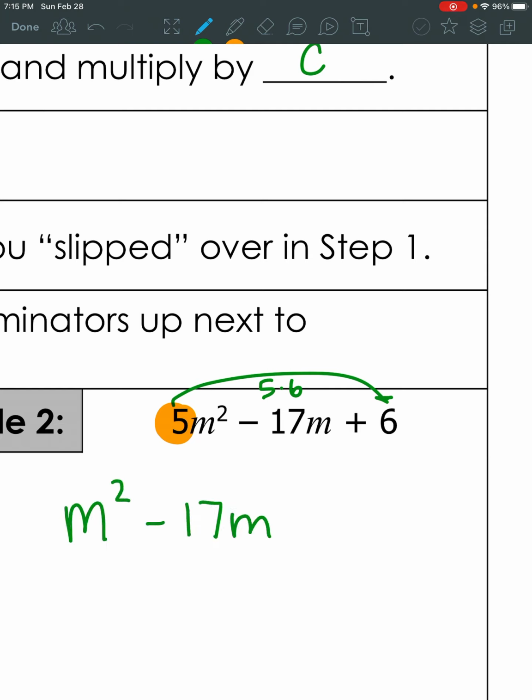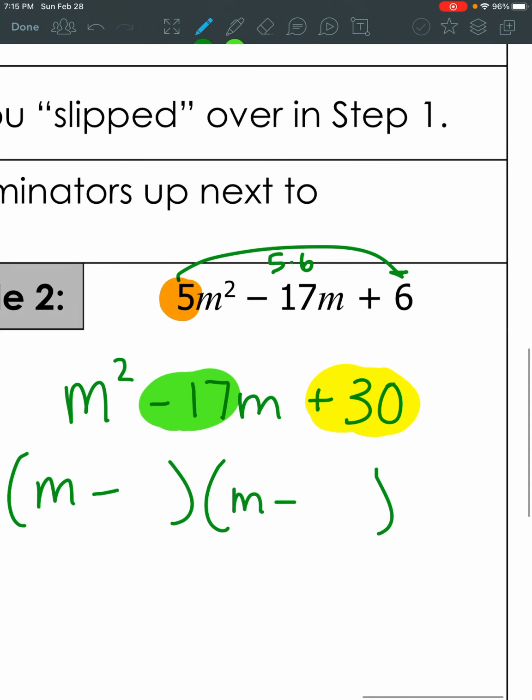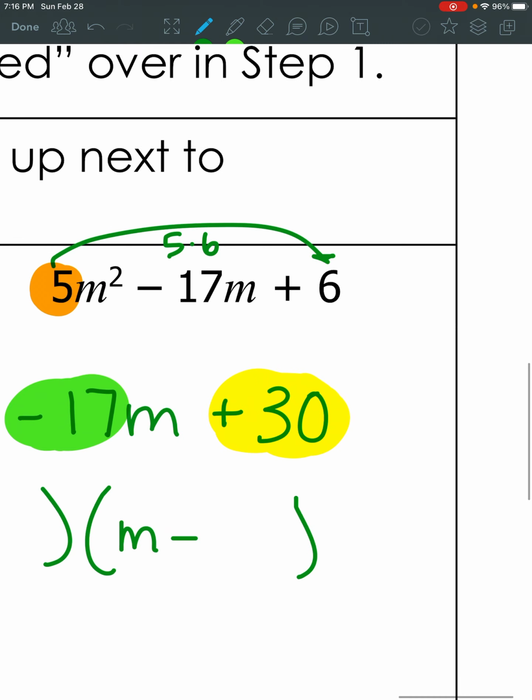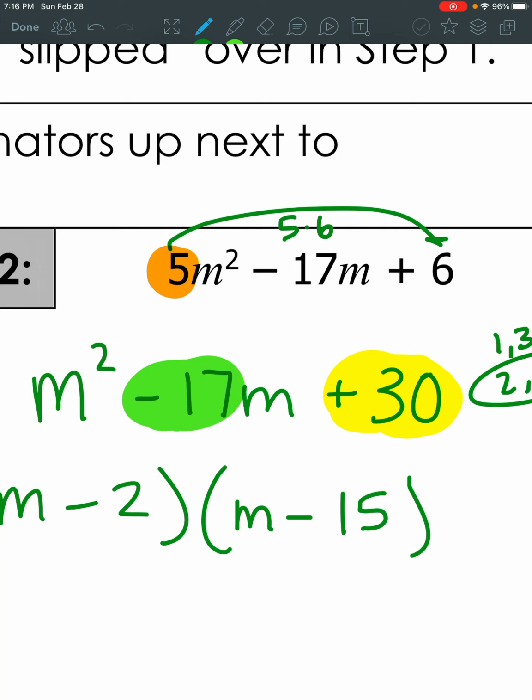Now step 2, factor this new basic trinomial. We know there are 2 binomials. We know that the last term, the c value, is positive 30. So they either have to be both pluses or both minuses. But the middle term is negative 17, so that's where we know they both have to be minuses. What multiplies to 30 but adds to negative 17? 1 and 30, and they're both negatives, so we're just adding them. 2 and 15, there we go. So one of them is m minus 2, one of them is m minus 15.